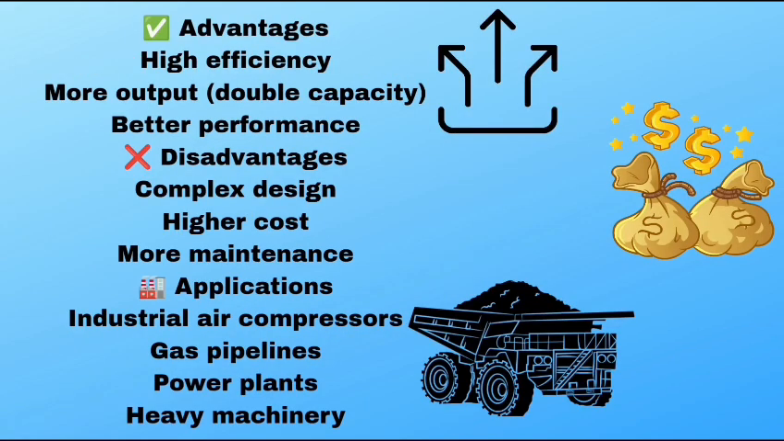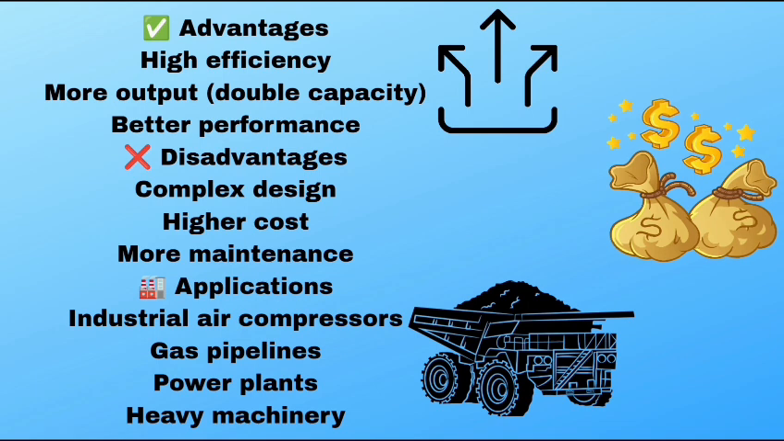Advantages of the double acting compressor: high efficiency, more output with double the capacity, and better performance. Disadvantages: complex design, higher cost, and more maintenance. Applications: industrial air compressors, gas pipelines, and heavy machines.